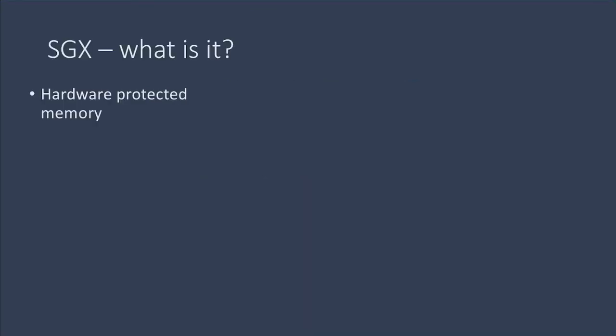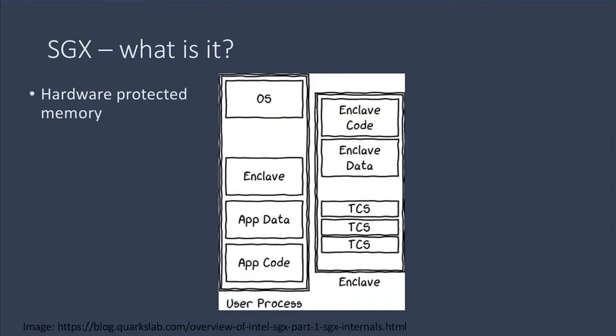Intel SGX stands for Software Guard Extensions. They're a set of CPU instructions that help run programs in hardware-protected areas of memory. These areas are called enclaves, and allow users to run their programs securely, even in the presence of other malicious software, including the OS and hypervisor. An SGX application has its own code and data, and the enclave also contains its own code and data.